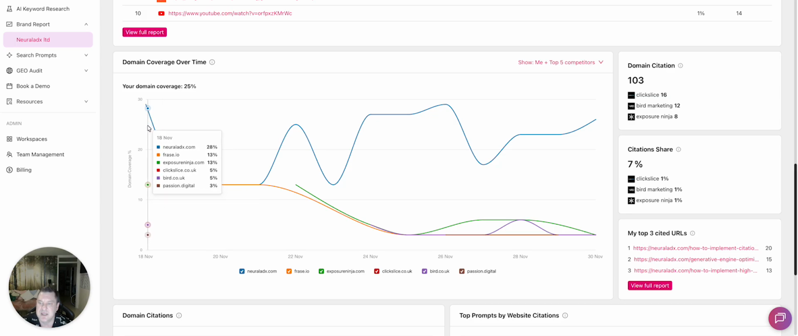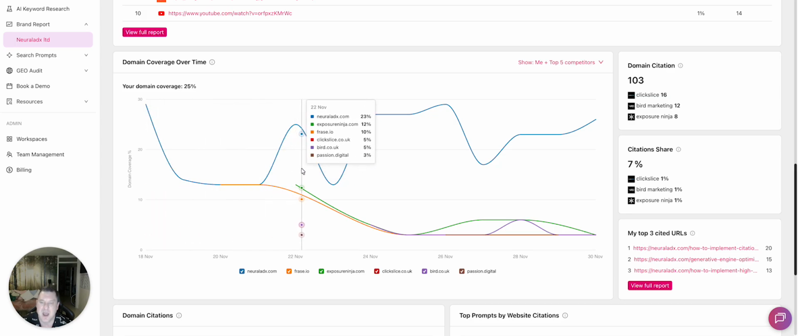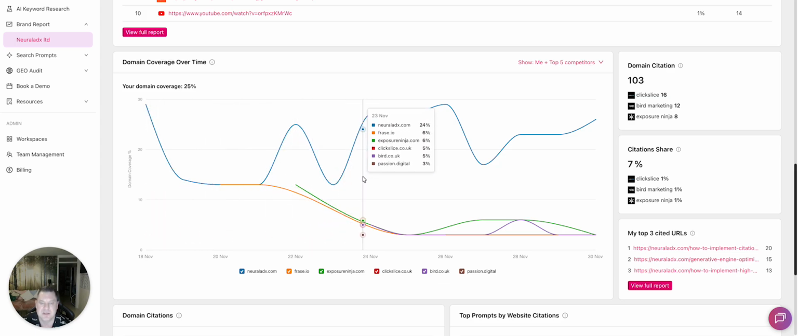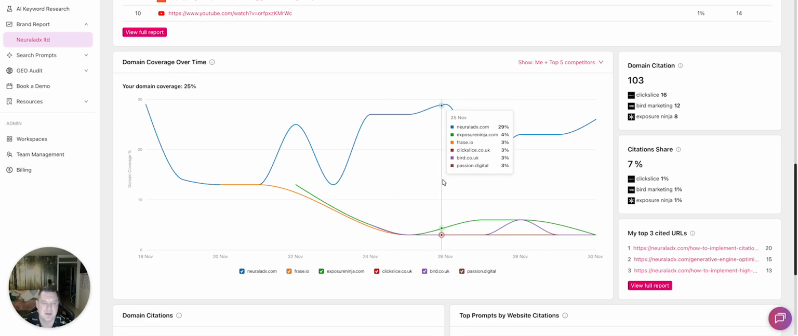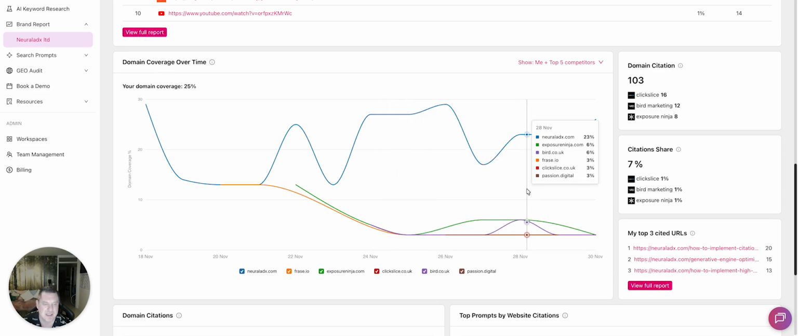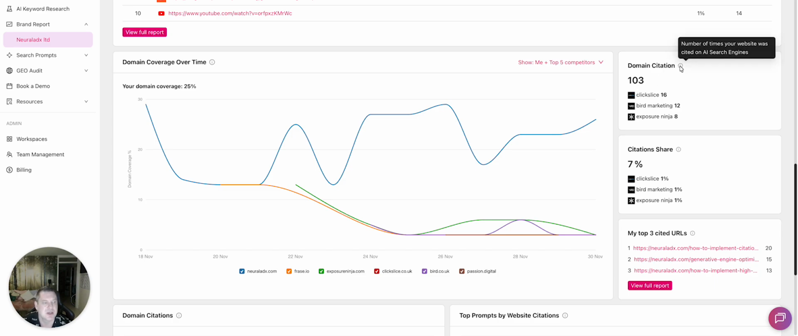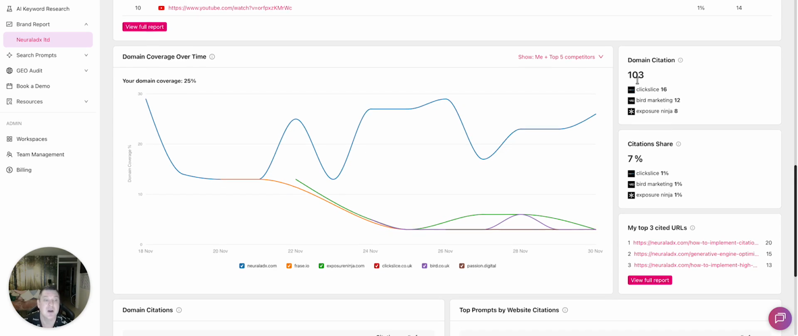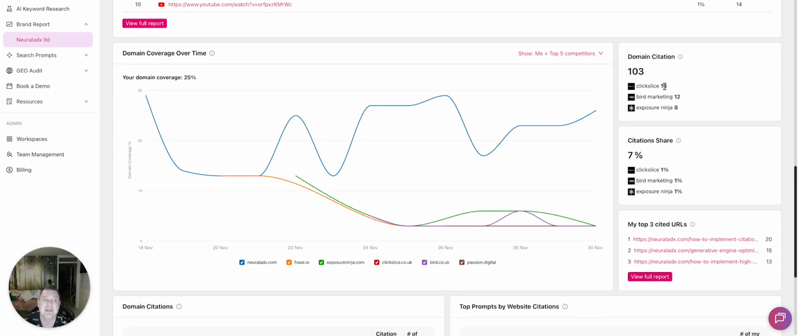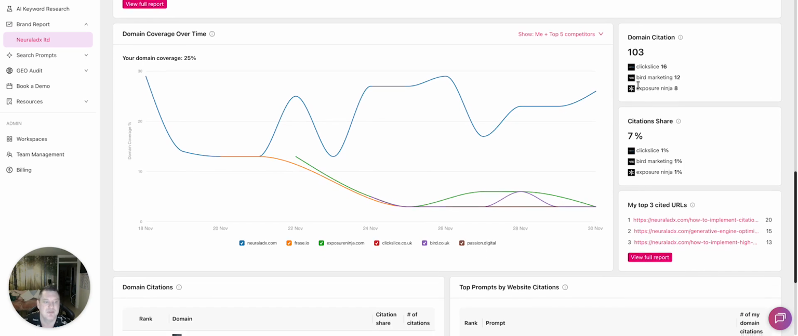If you can see with this line graph, Neuraladx, being ourselves, is heavily dominant in the citation rankings. If we look in the top right-hand side, which if I put the cursor over this, the number of times your website was cited on AI engines, you can see Neuraladx, we have 103 citations, which is quite frankly spectacular. And our closest competitor has 16 citations. So we are significantly outperforming them.